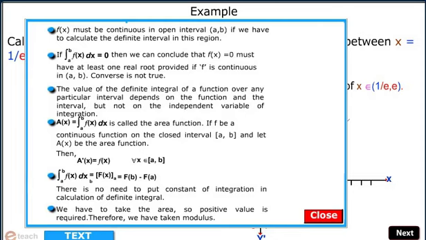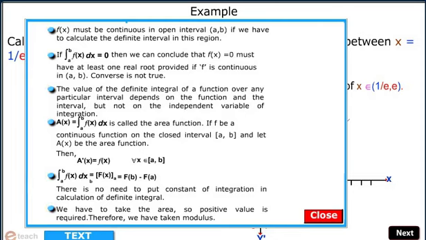The value of the definite integral of a function over any particular interval depends on the function and the interval, but not on the independent variable of integration. The area A as a function of x equals integration a to b f(x) dx and is also called the area function. If f is a continuous function on the closed interval [a, b], and A(x) is the area function, then A'(x) equals f(x) for all x belonging to the closed interval [a, b].